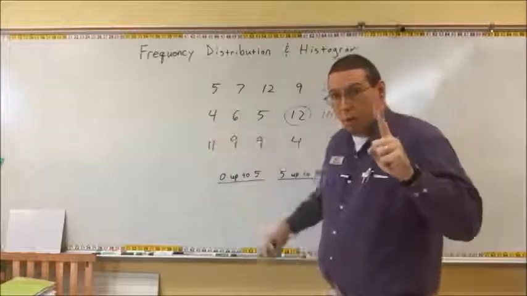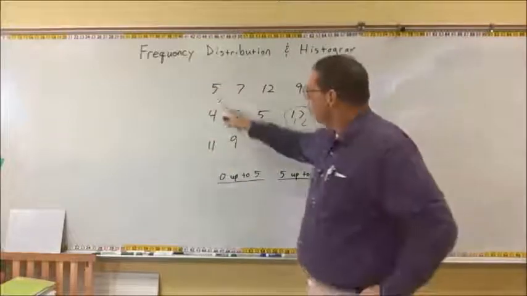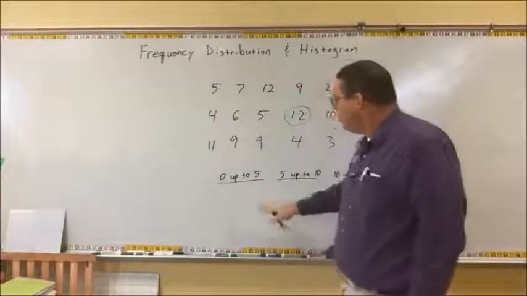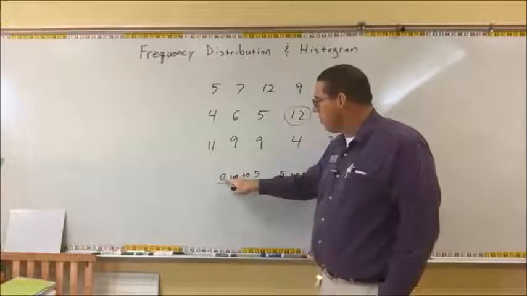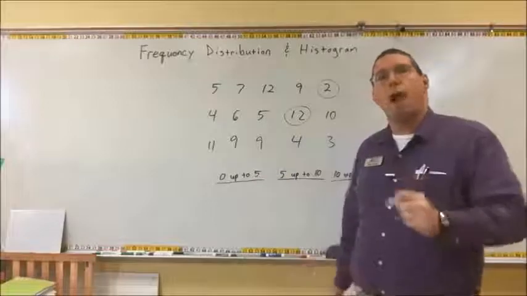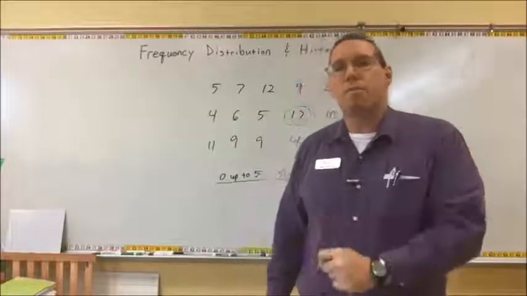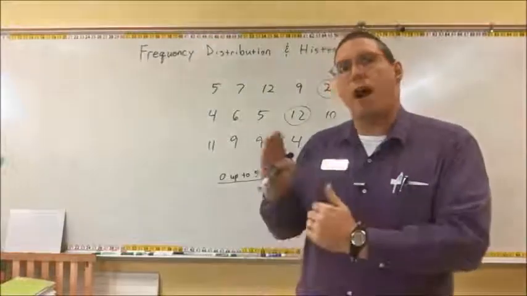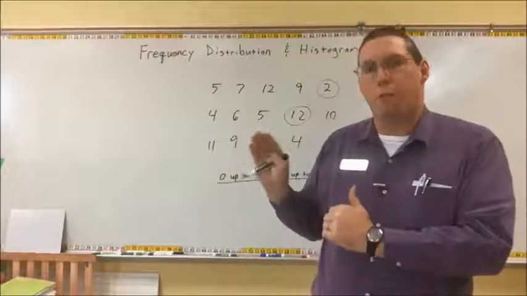This is a very important question. You've got to pay attention here. Where would we put this 5? Well, this class says 0 up to 5, okay? But here's the thing, up to 5 doesn't mean including 5. It means up to, but stopping right before 5.